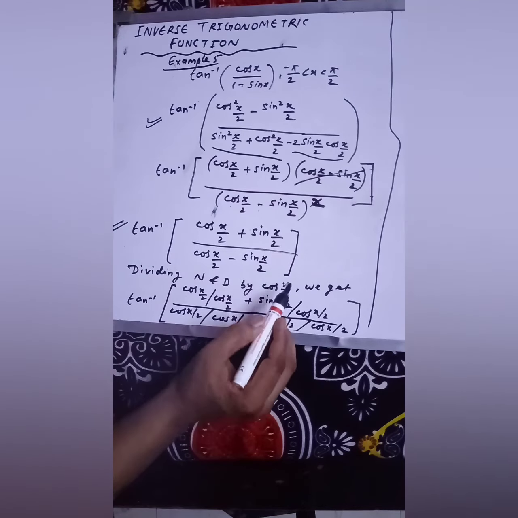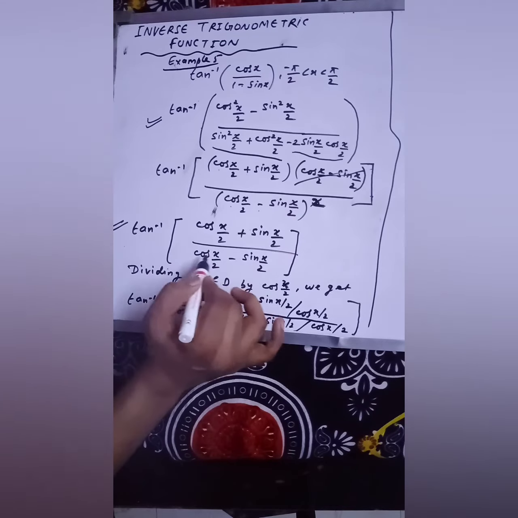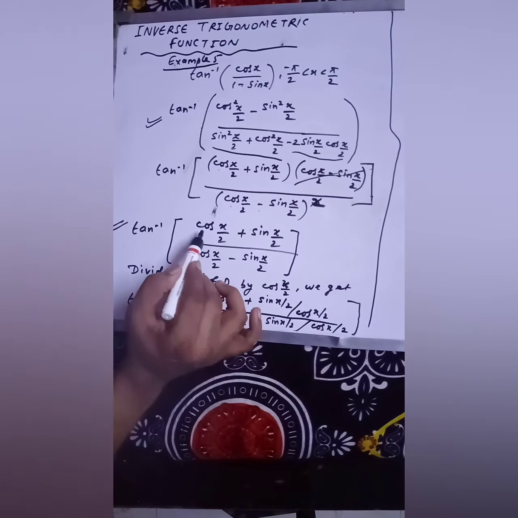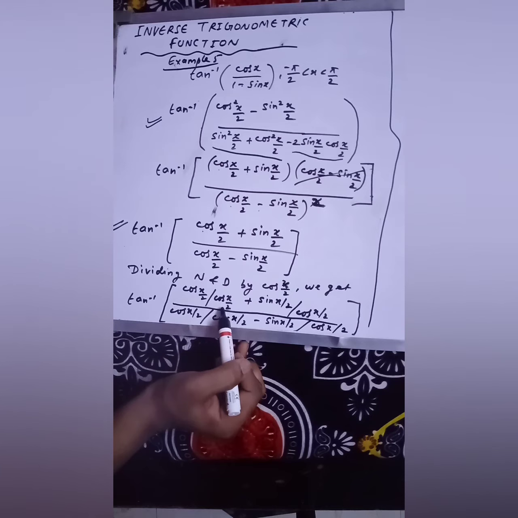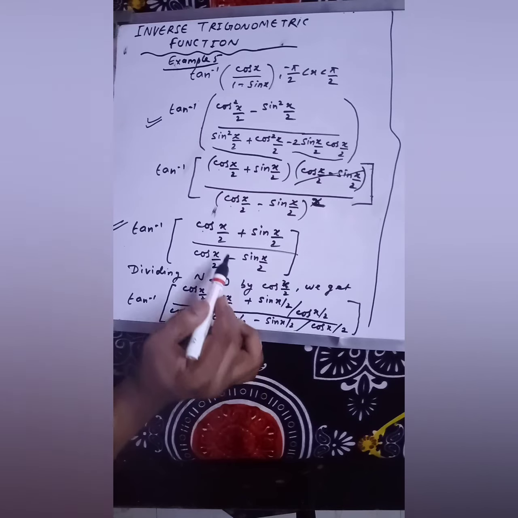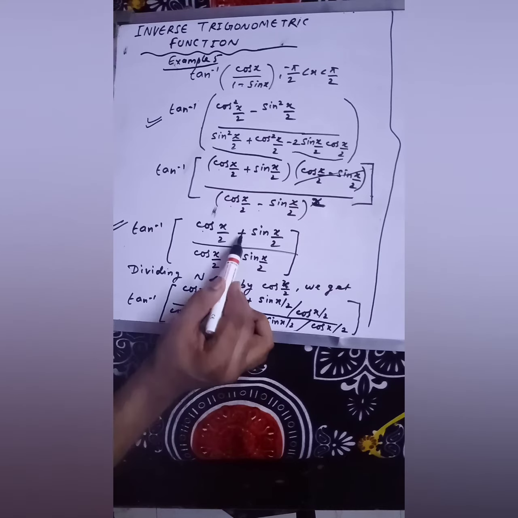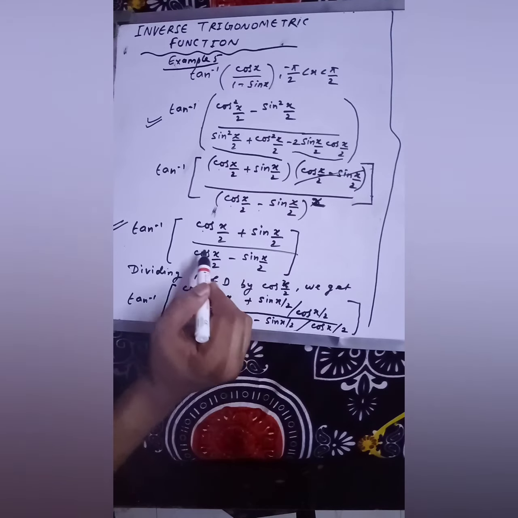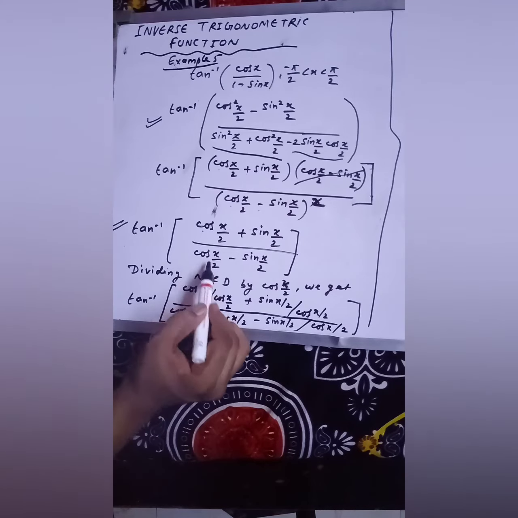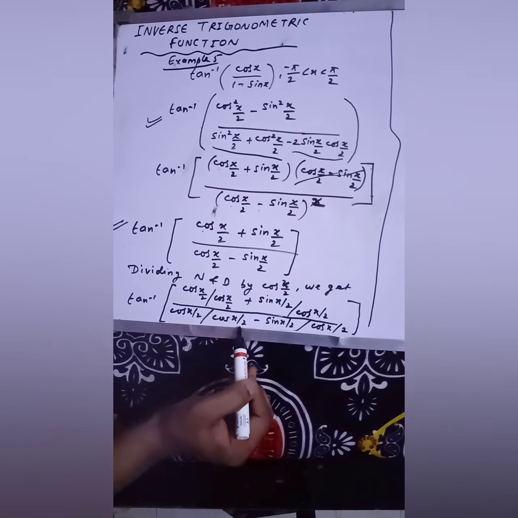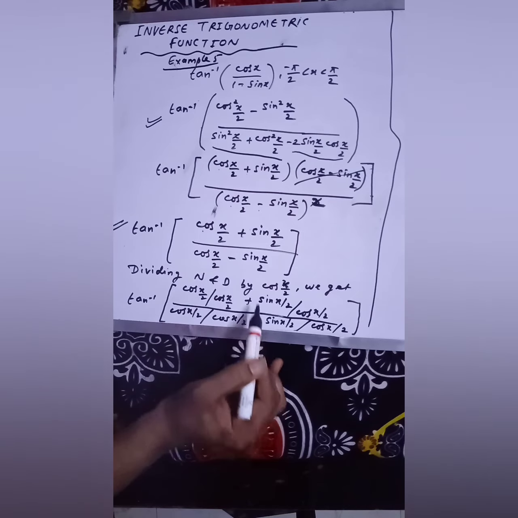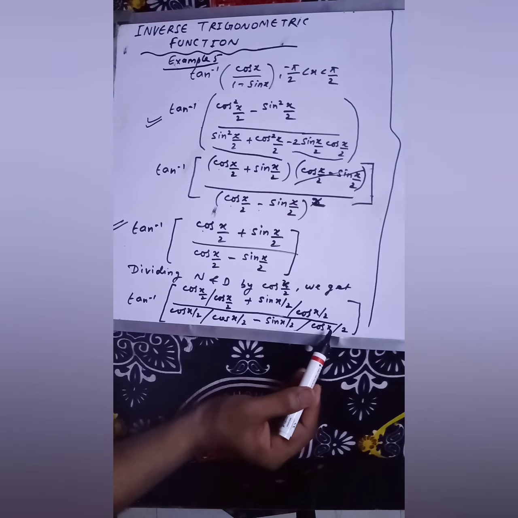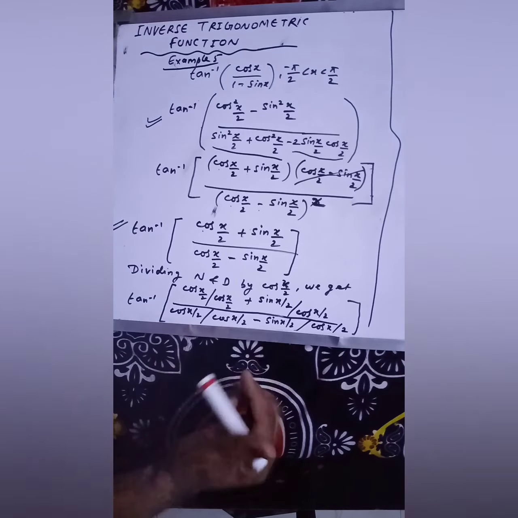Now if I divide the numerator and denominator by cos x by 2, I will get cos x by 2 over cos x by 2 plus sin x by 2 over cos x by 2 in the numerator, and in the denominator, cos x by 2 over cos x by 2 minus sin x by 2 over cos x by 2. Now I think this step is clear.